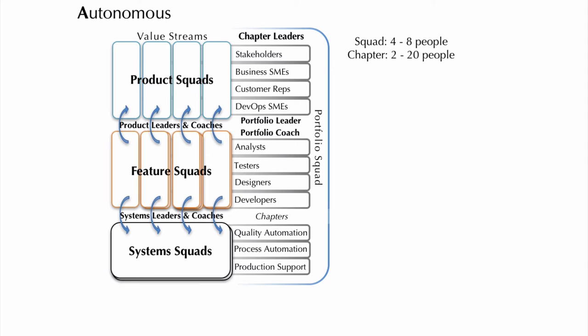Because it makes decisions by collaboration and consensus among doers, not command and control by middlemen, the portfolio squad sharply reduces the collaboration loop limit of its portfolio.